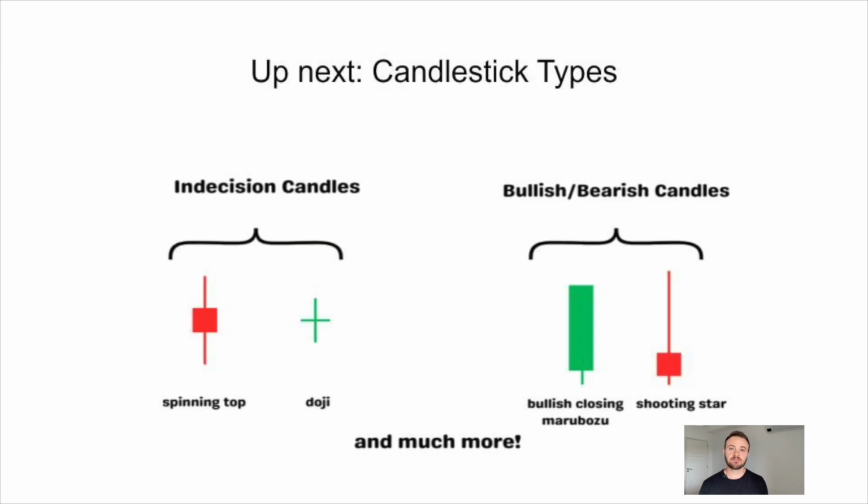This concludes our first lesson on the absolute basics of reading candlesticks. In our next lesson, we'll talk about different types of candlesticks. We'll talk about pin bars and dojis. We'll talk about candles that signal indecision, and we'll talk about candles that signal a lot of momentum.